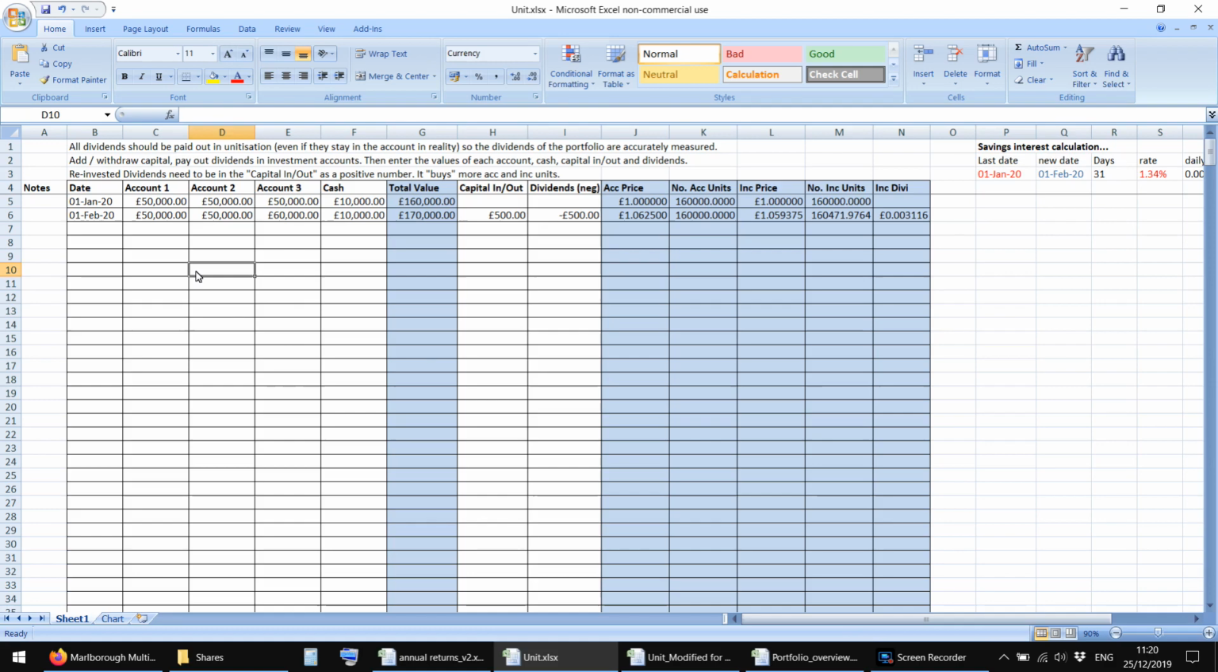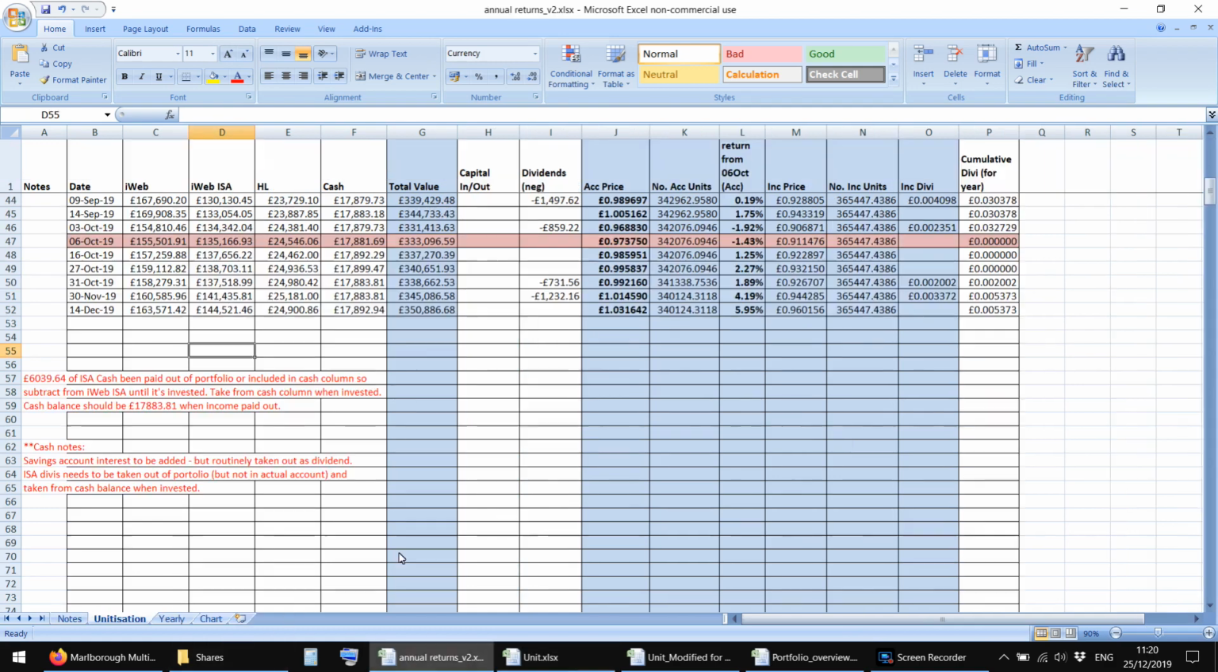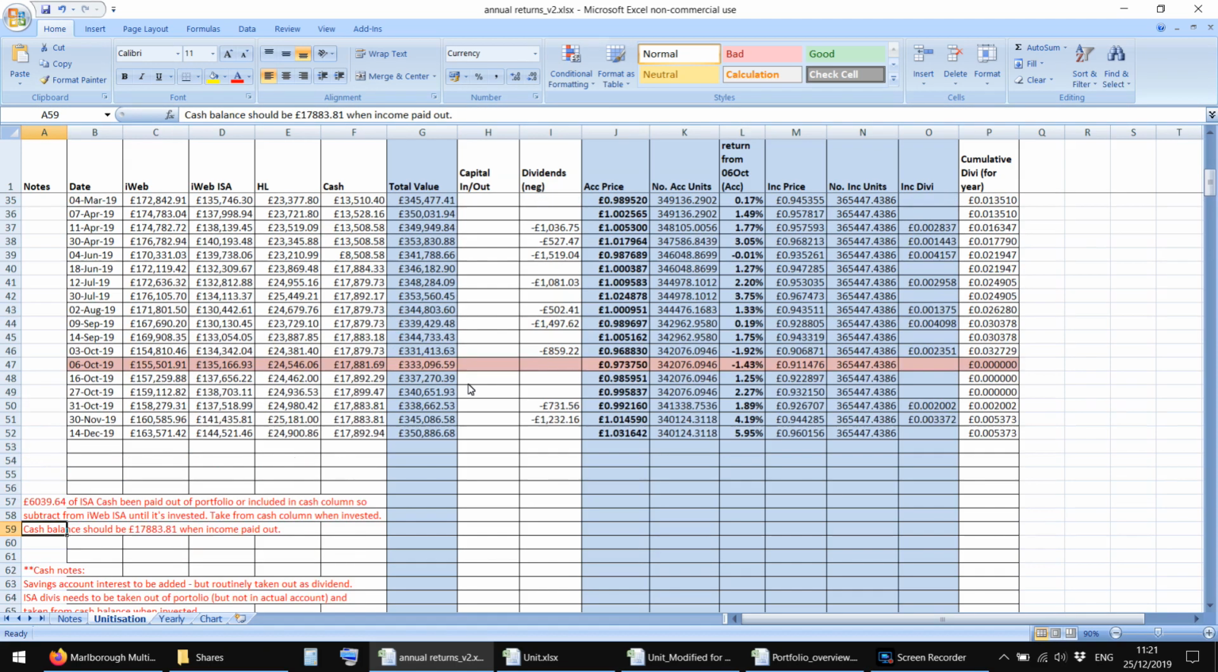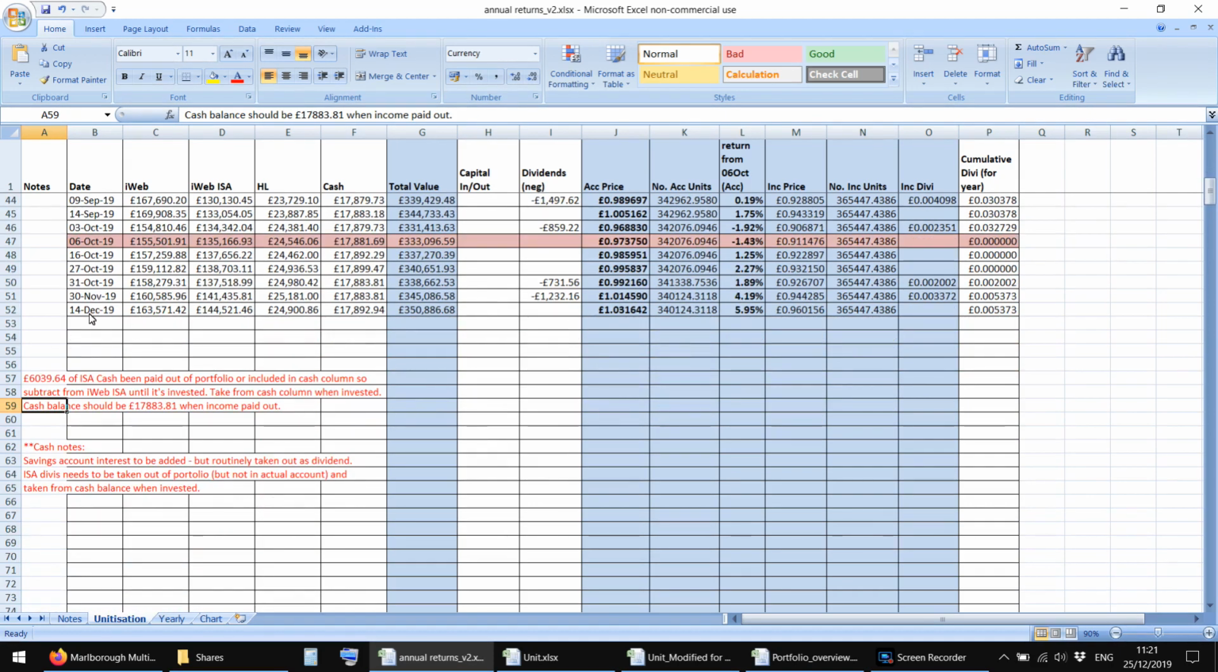But then obviously each time I pay myself a load of dividends, it gets swept up there. So I've made a little note here that my cash balance, once my dividends have been paid out, when I say dividends I mean interest as well, my cash balance should go back to that. So as you can see, I don't do it every time I value the portfolio. I don't have to sweep out all of the dividends and interest.